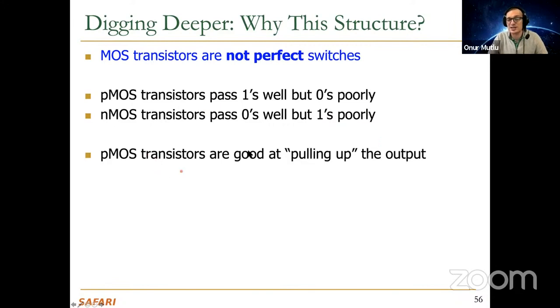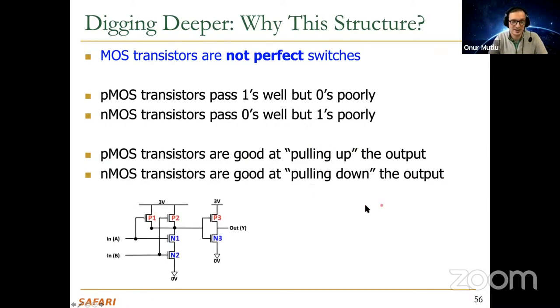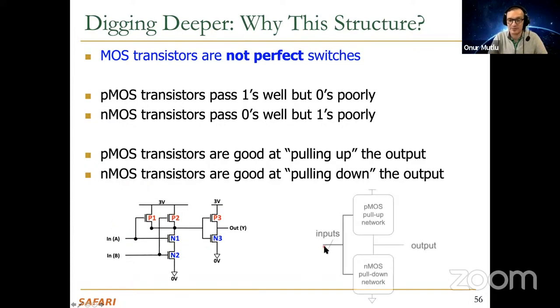So basically, PMOS transistors are good at pulling up the output to a high voltage, whereas NMOS transistors are good at pulling down the output to a low voltage. That's why we have this structure over here. For an AND gate, you have the NAND first, and then you have the inverter after that, as opposed to trying to build an AND gate directly with one structure. Okay, and that's the general structure. As we see, you can connect these to each other also in series.